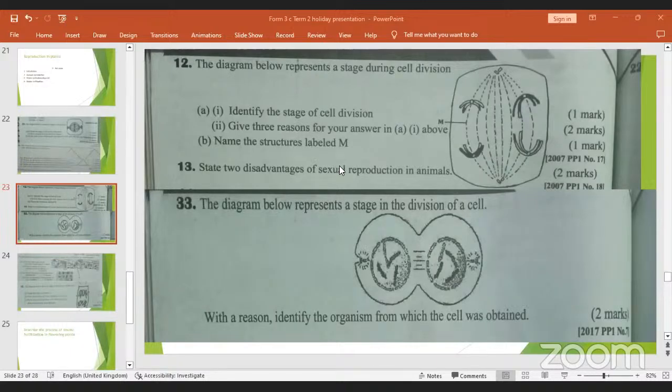The diagram below represents a stage during cell division. Identify the stage of cell division. Now answer, which stage of cell division is that? Anaphase 1. It's called anaphase 1, right? Yes. Give reasons for your answer. Why is it anaphase 1?